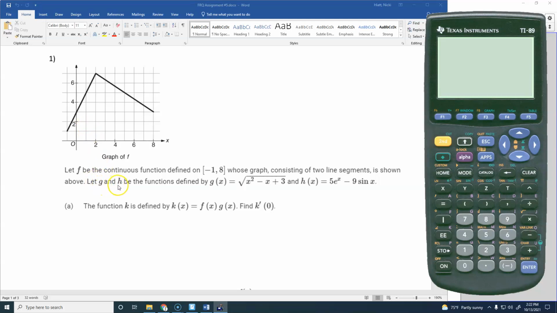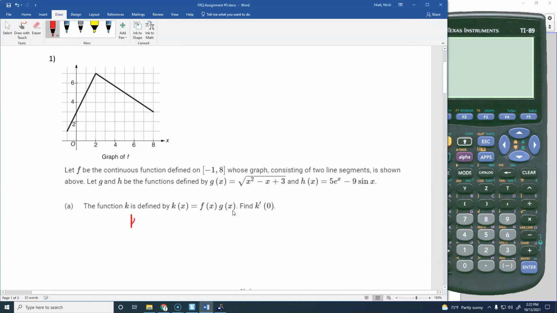Let g and h be the continuous functions defined by, and then they give us the equation for g and the equation for h. Okay, so now they're going to define another function k, and k is f of x times g of x. And we are supposed to find k prime of 0. So, obviously to find k prime of 0, we're going to have to find k prime of x. K prime of x. What's that going to be?